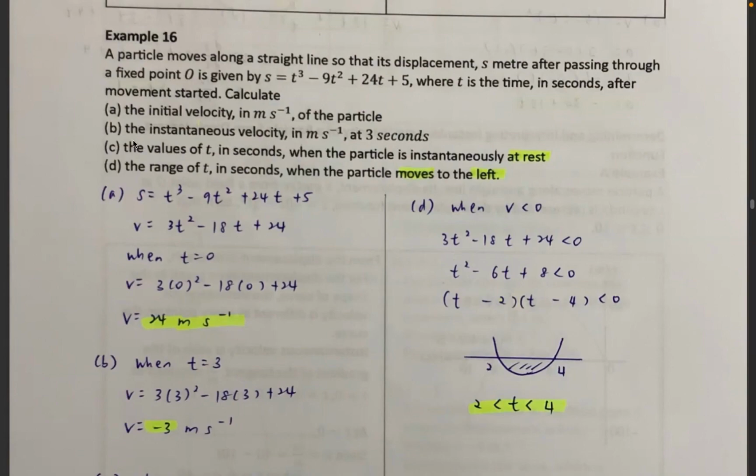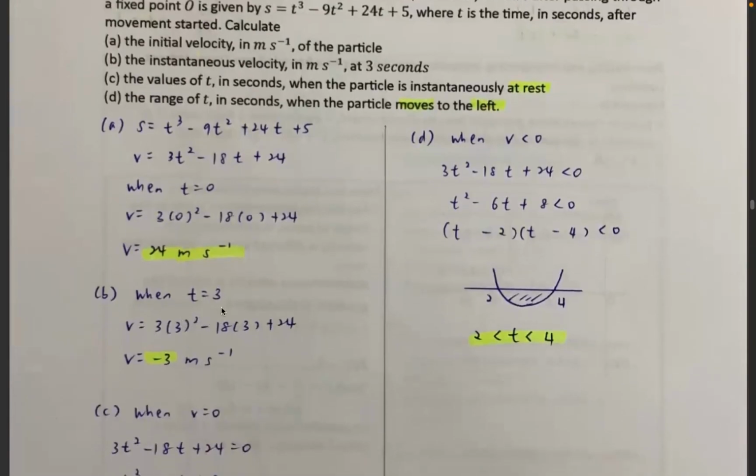Okay, next B. Calculate the instantaneous velocity at 3 seconds. That means what's the answer for V when t equals 3? So this is your velocity function. We just have to substitute t equals 3 inside. Then we have the answer V equals negative 3.